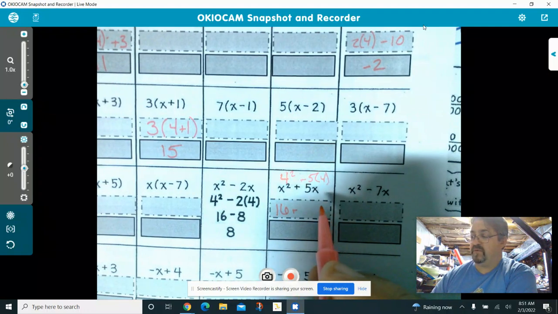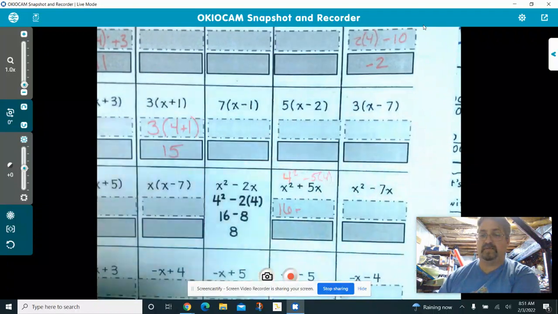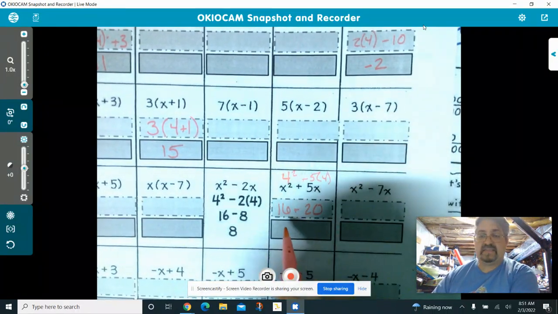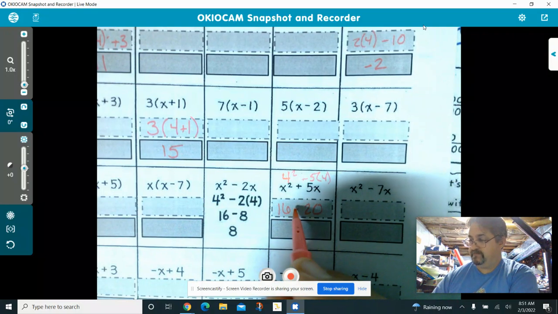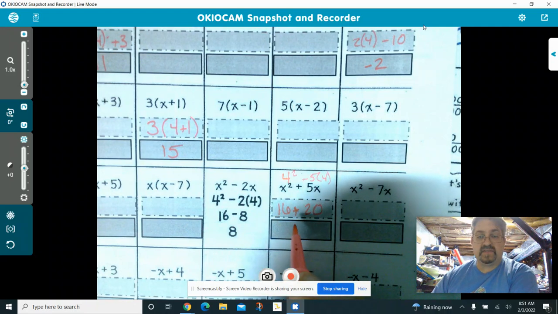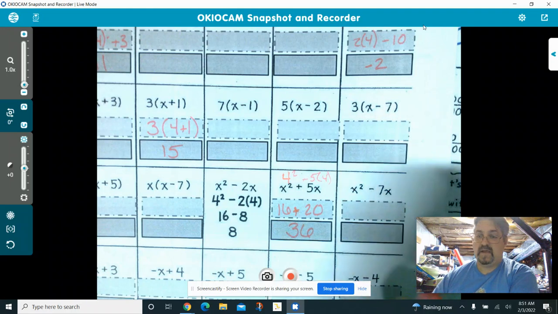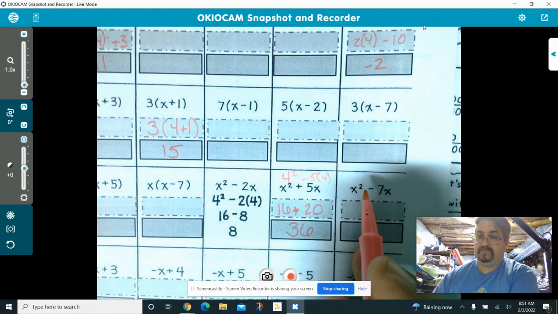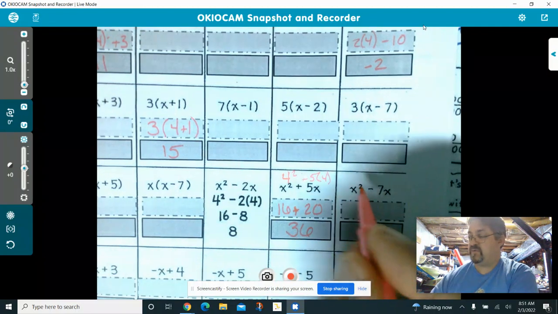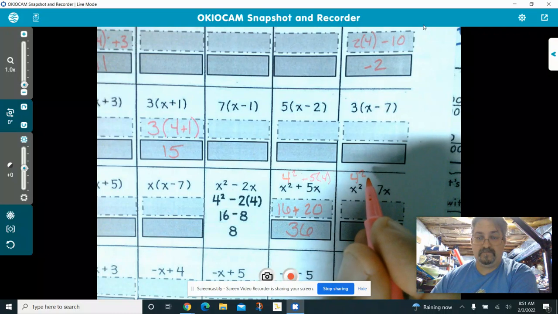Plus 5 times 4. Well, I'm going to count 5 4 times. 5, 10, 15, 20. Then we add 16 plus 20. There we go. And that gives us 36. And here's another one with squares. X squared minus 7x. So x squared, again, is 4 squared. 4 times 4.